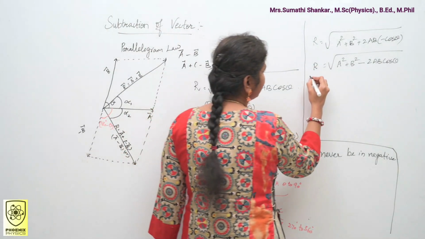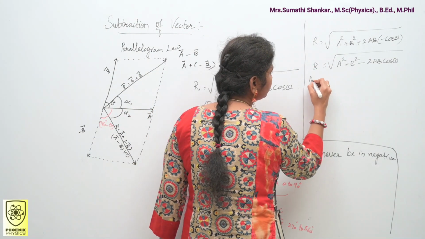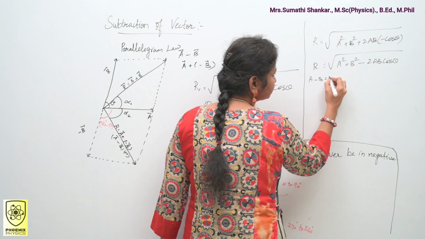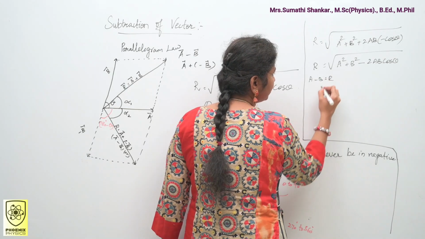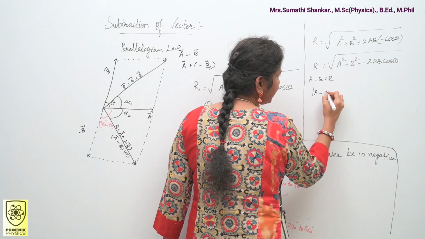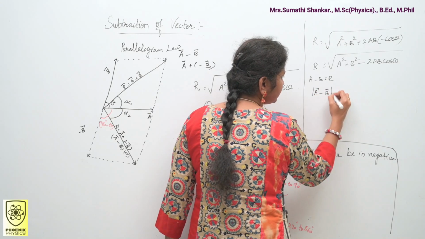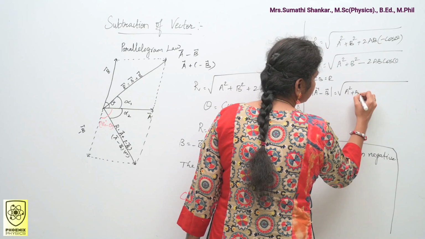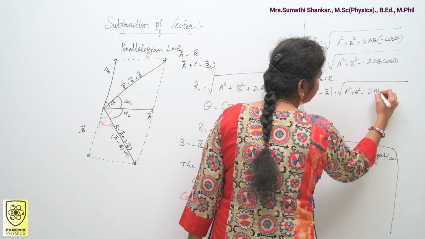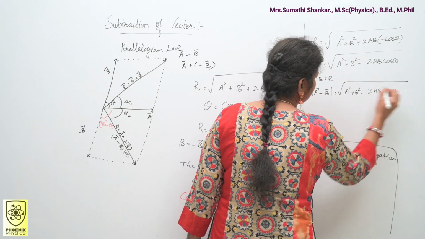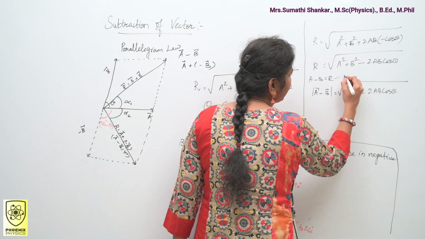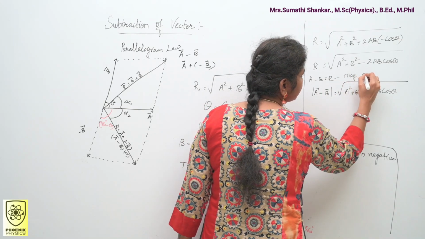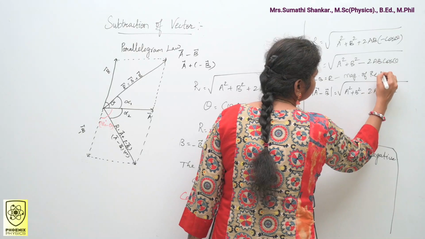Or you can write like this. You know R is equal to A minus B. So instead of R, you substitute the value: A minus B is equal to root of A square plus B square minus 2AB cos theta. So this is the magnitude of resultant vector R.